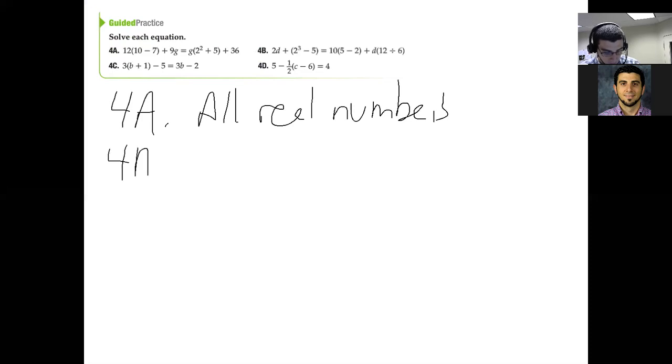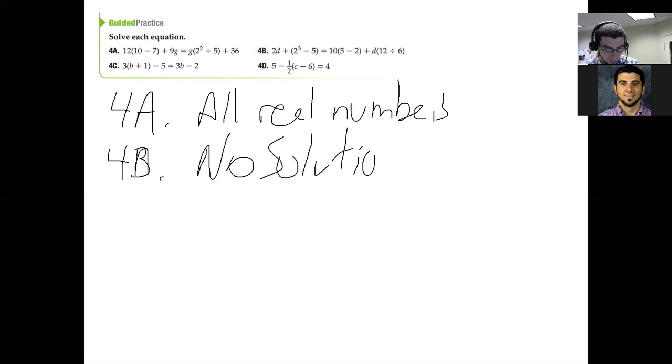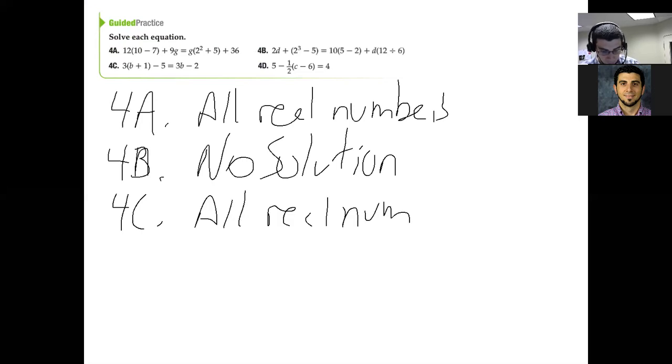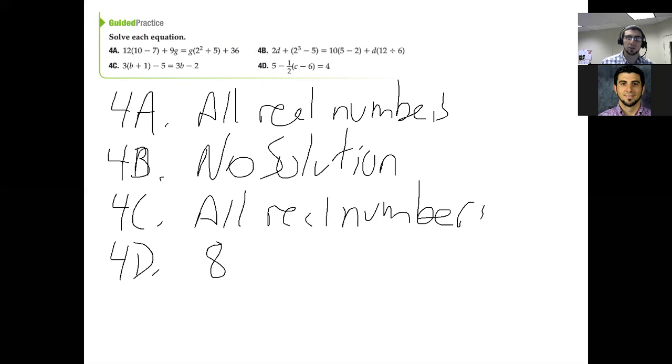4b is no solution. 4c is all real numbers. And 4d is 8, actually has a solution there.